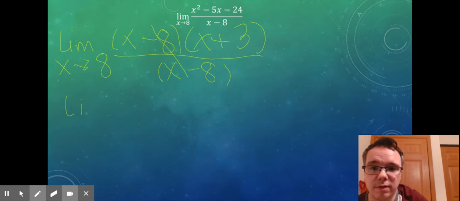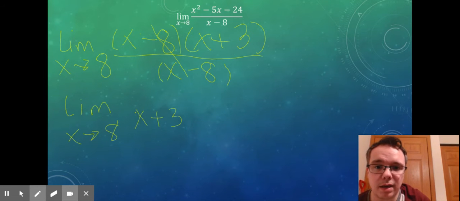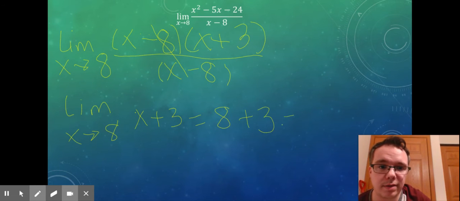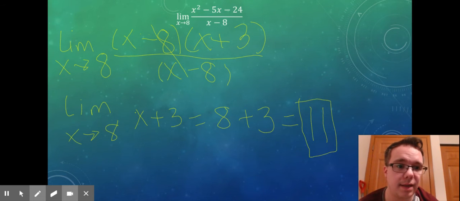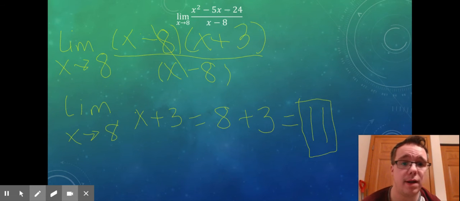So to find the limit as x goes to 8 of x plus 3, I just plug in my 8, and 8 plus 3 is 11. So the answer to this limit is 11. So as x approaches 8, our function goes to 11.